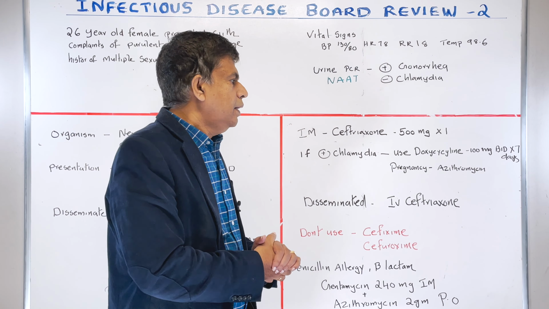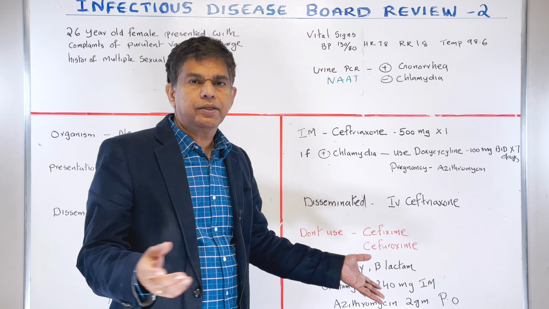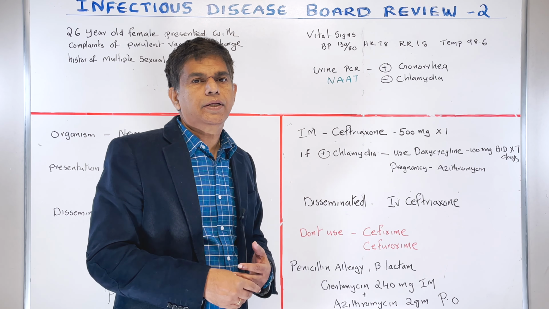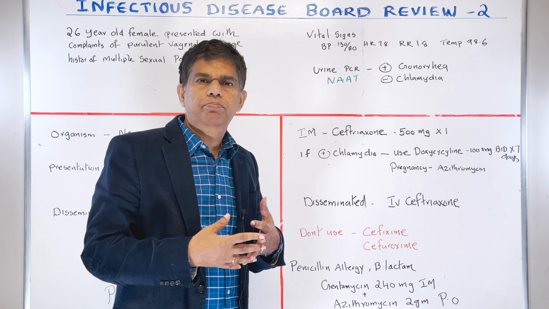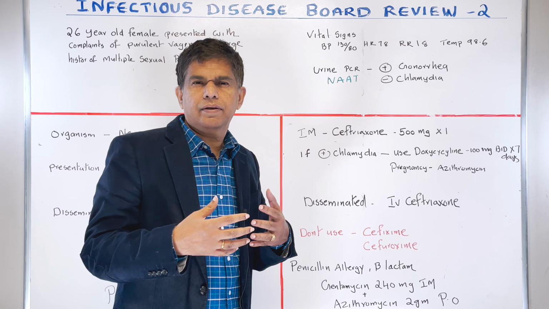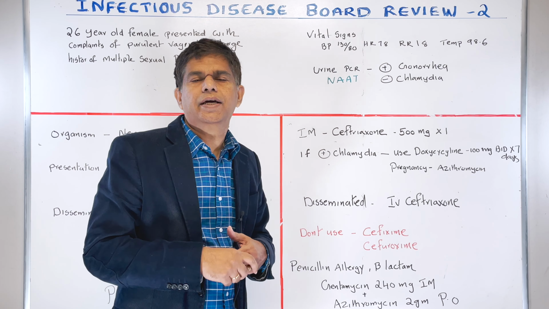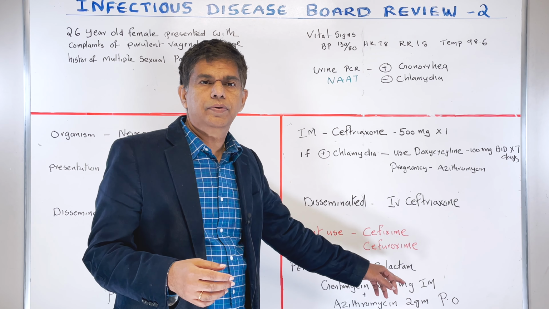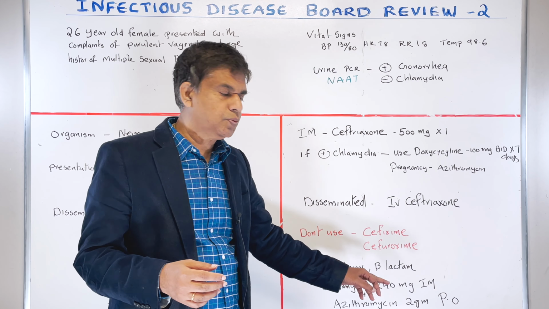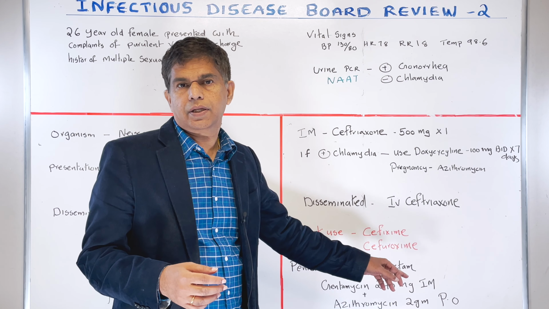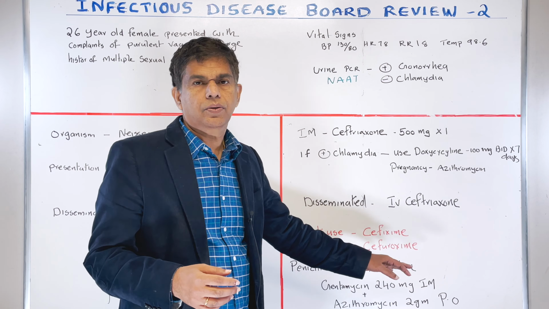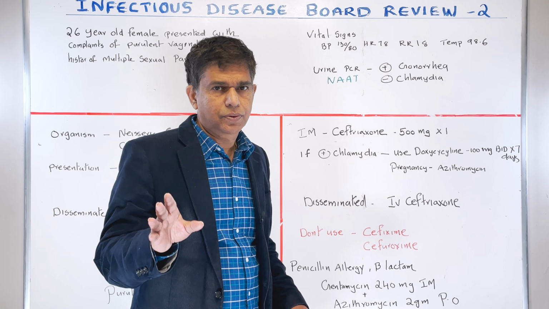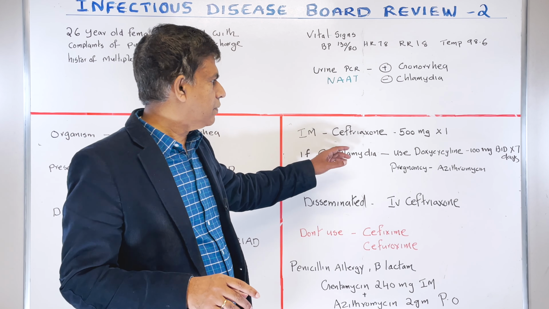Now, let's say the patient has a penicillin allergy. What is recommended? If there is a penicillin allergy and a beta-lactam allergy, then you should use gentamicin 240 milligrams IM times 1 and give azithromycin, 2 grams PO. But that's more like clinical practice. I don't think the board is going to ask you, okay? So we talked about IM ceftriaxone.